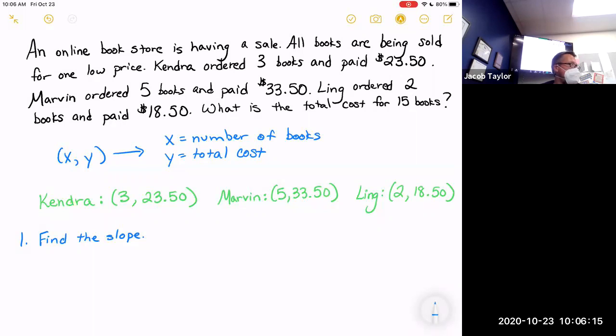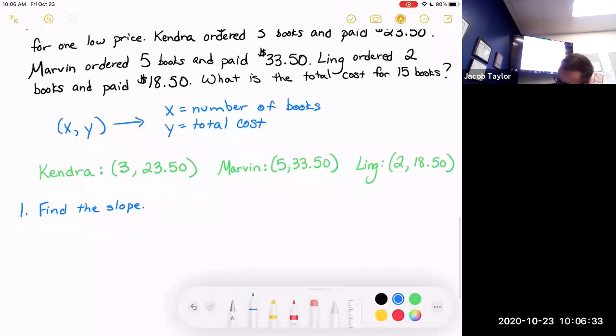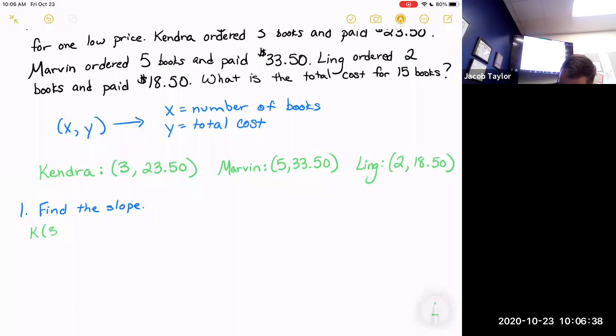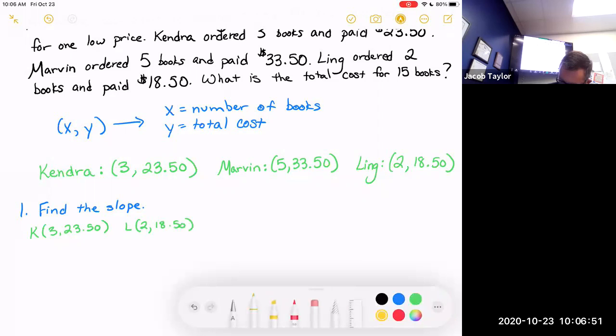The short answer is it doesn't matter. The long answer is it doesn't matter. And the medium answer is, if I can pick any ones I want, I'm going to pick the 2 with the smallest numbers. Kendra and Ling. So I'm going to use Kendra's 3, 23.50. I want to stress I would get the exact same answer if I used Marvin. I'm just picking these because the numbers are smallest. That's the only reason.